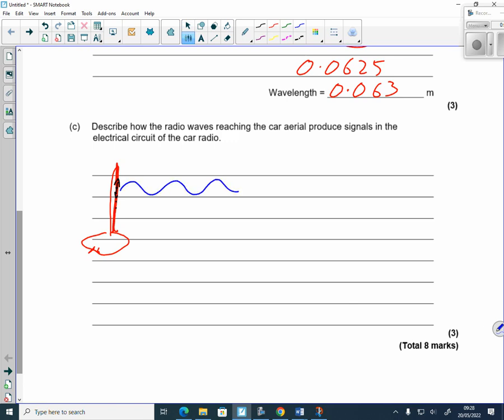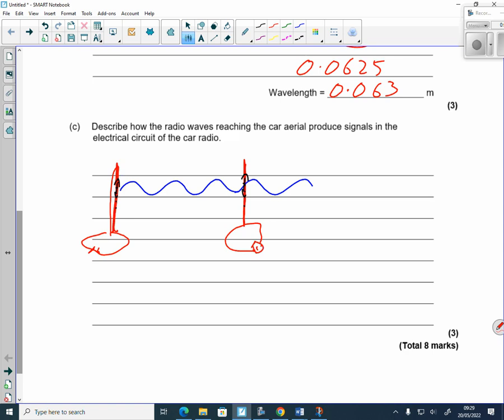And again, nothing wrong with drawing diagrams in your answer space. So if I was answering this question, I'm going to say, my radio waves are going to pass through the aerial, and that's going to cause the electrons in the aerial to vibrate at the same frequency as my radio wave. And so as long as I've got my aerial attached to some circuit that will detect that and amplify it and send it to my speaker, then that will mean that I can pick up whatever the radio signal is on my car radio.